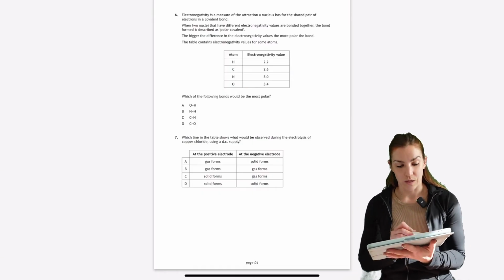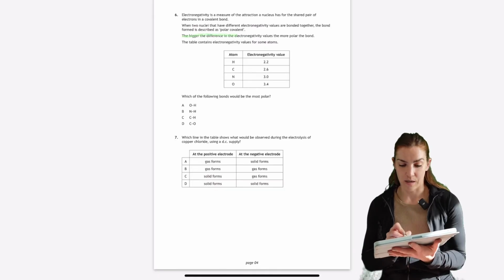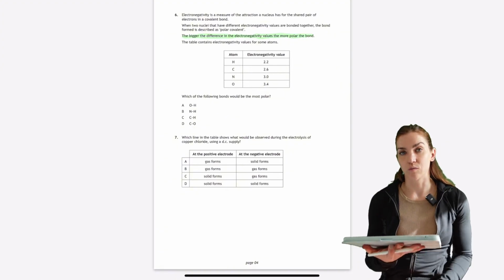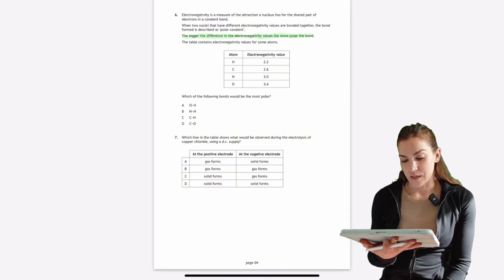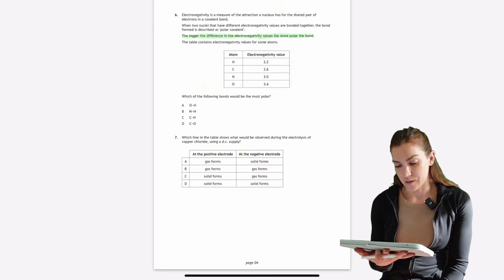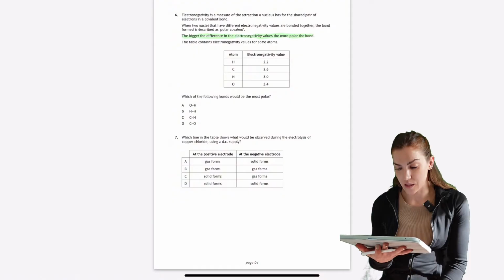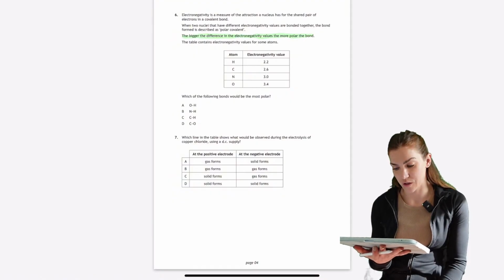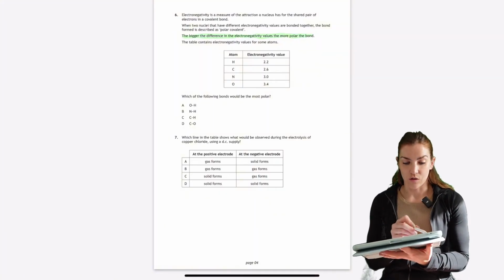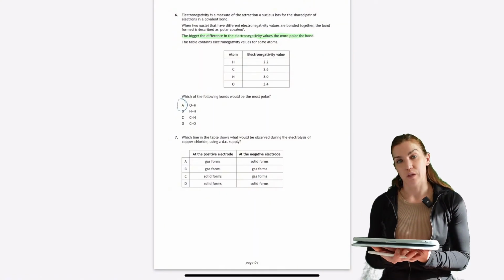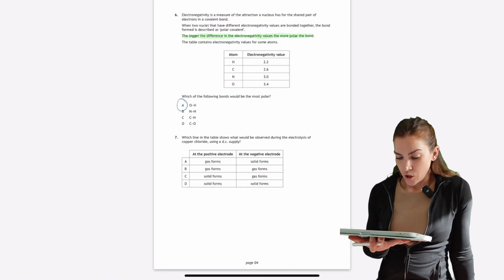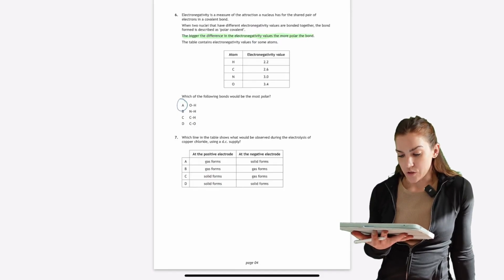So this is a problem solving question, and the sentence I'm highlighting now is the key one: the bigger the difference in the electronegativity values, the more polar the bond. You're asked to identify which of those bonds is the most polar, so it's going to be the one where the atoms have the biggest difference in electronegativity. We can see that oxygen and hydrogen are the furthest away from each other. Oxygen's 3.4 and hydrogen's 2.2, so it's going to be the oxygen to hydrogen bond that's the most polar, so that's A.